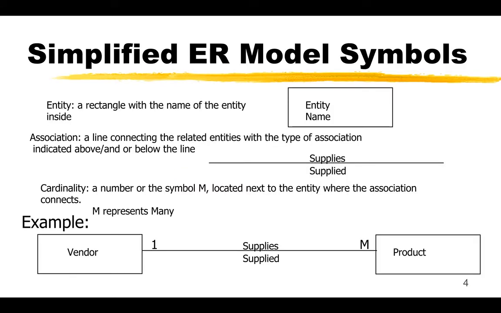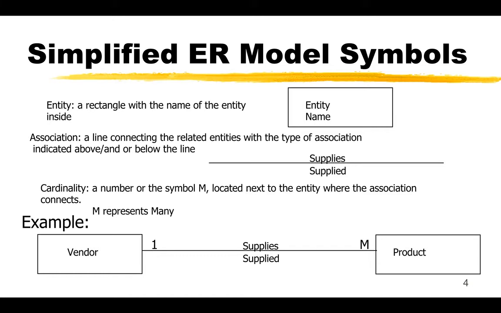Let's look at some of the modeling symbols we're going to be utilizing here. It's very simple. What I'm going to be doing for the class, and what I'd like to see students do, is basically provide a simplified ER model utilizing these symbols. An entity in itself is just a rectangle with the entity name in it. Association will be simply a line with text on it, indicated above and below the line, giving the reasons why or how the association is happening.